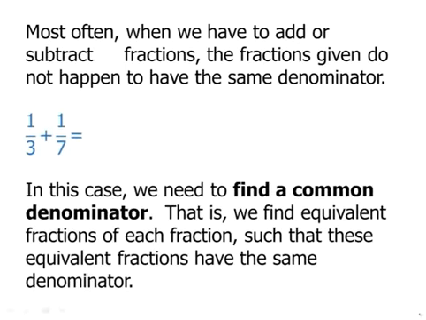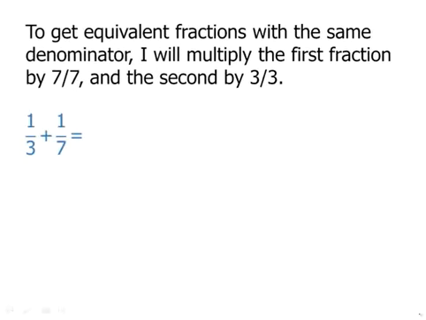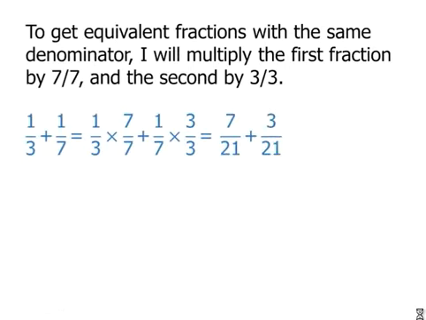In this case, we need to find a common denominator. That is, we need to find equivalent fractions of each fraction such that these equivalent fractions have the same denominator. To get equivalent fractions with the same denominator, I will multiply the first fraction by 7/7 and the second fraction by 3/3. So I start out with this, multiply the first by 7/7, the second by 3/3. Of course, in each case, I'm multiplying by 1, so I don't really change the value.